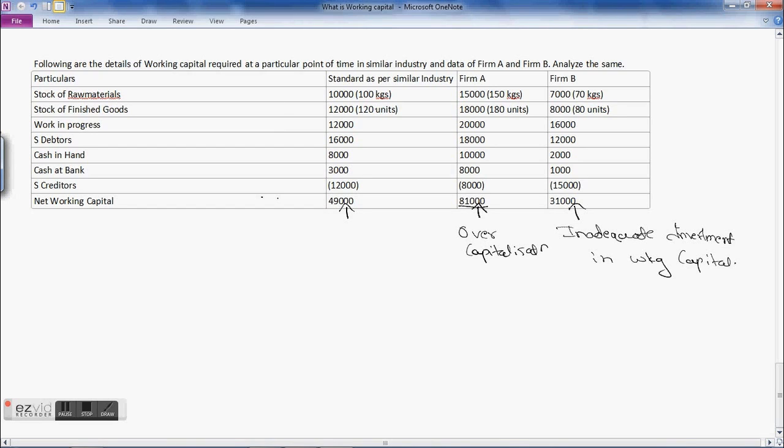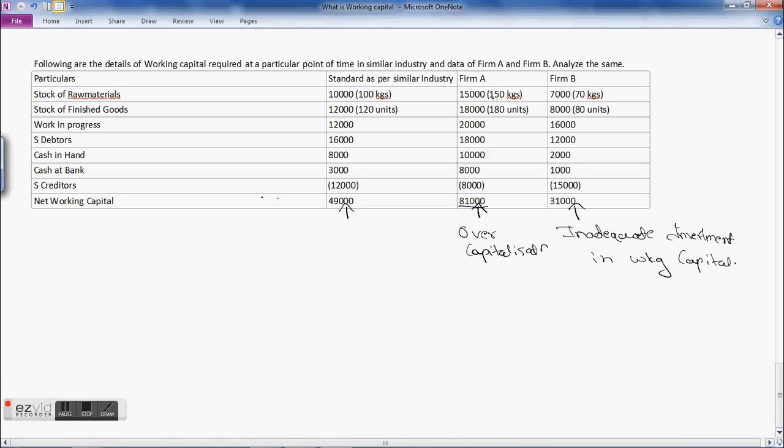Stock of raw material. So standard required is 100 kgs of raw material, but firm A has kept 150 kgs of raw material. Okay, so what is happening? It has overstocked. Okay, this is a case of overstocking. An additional 50 kgs of stock is not required, as per industrial standards.